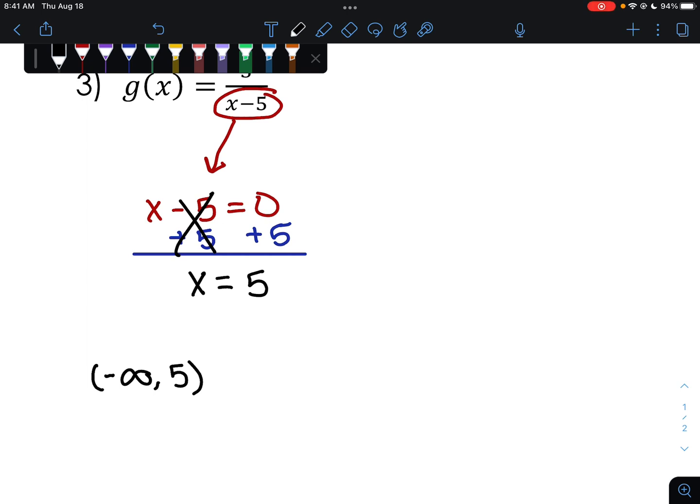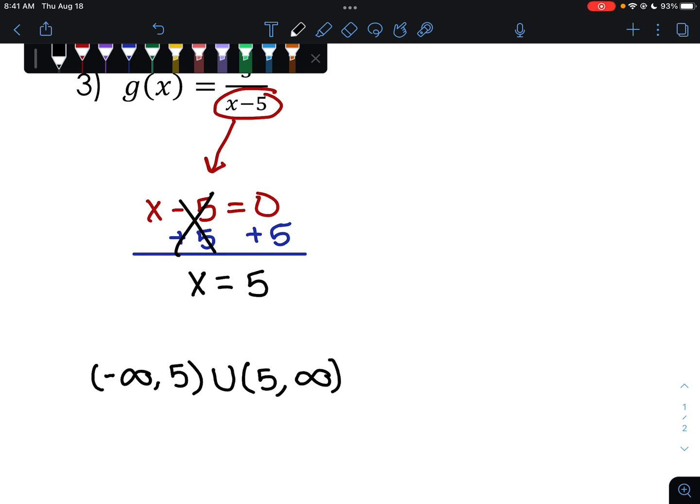Then we have to go on the other side of 5. Again, we get really close, so we're going to have 5 there, and it's going to go all the way until we get to infinity. Because I have two different intervals, we're going to conjoin them with the U in the middle that's just saying and.